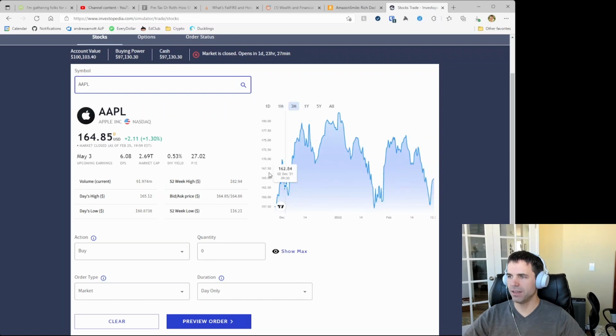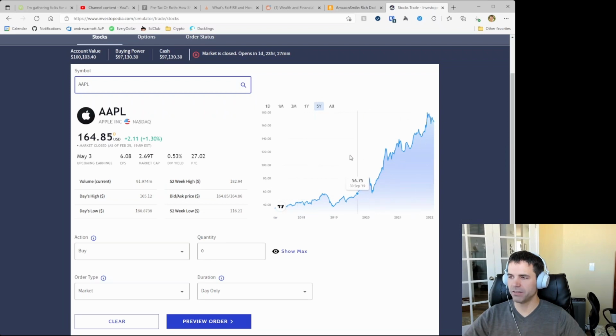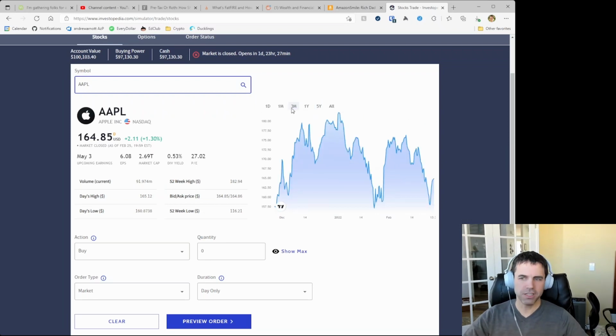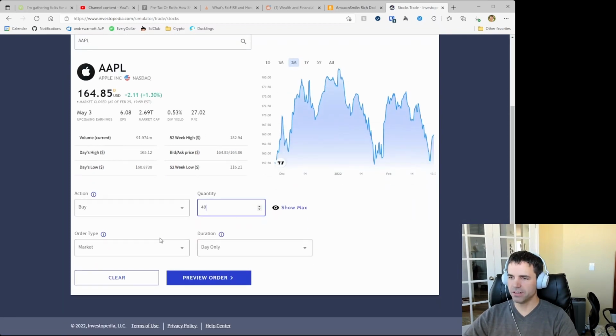Over 3 months, again, it goes up and down, but it actually doesn't have a long-term gain. Let's look at it. Okay, this is looking better. Over the year, there's been a long-term gain. That's good. Over 5 years, it definitely has. So, you know, maybe Apple is a good thing to buy. So let's just say I'm going to buy 50 shares of this.